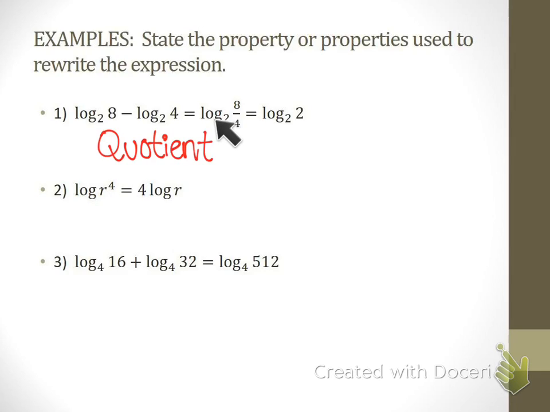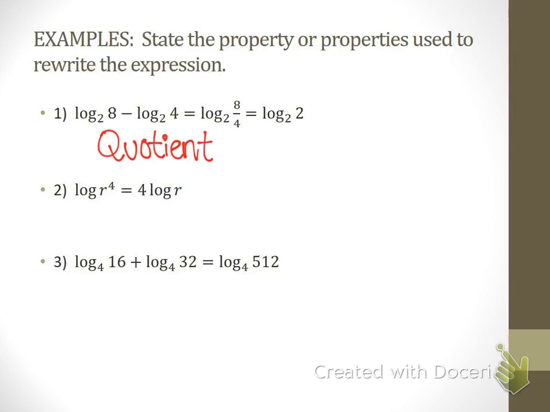Now, what did they do from the middle to the very end? It's not really one of our properties, but what happened? They simplified it, or they actually did the division. 8 divided by 4 is 2. So that's not really a property we have to state, but it is something that makes these problems nice. We're able to simplify them.